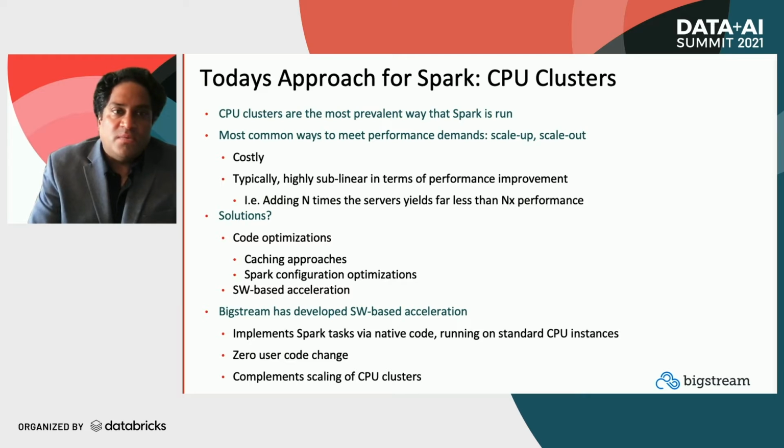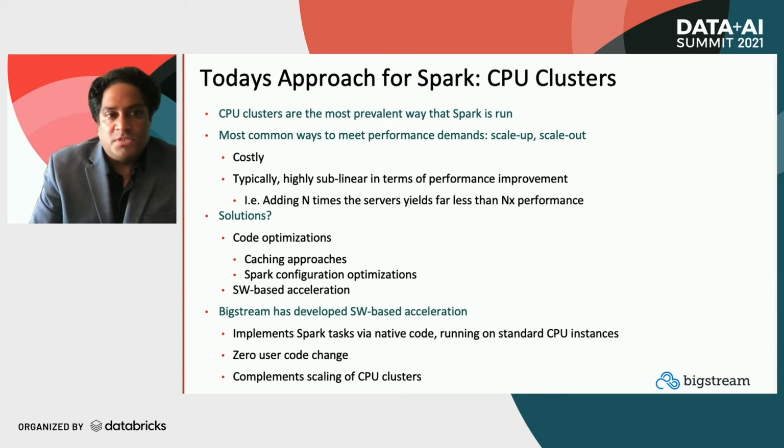The other problem that we see is that it's typically sublinear in terms of performance improvement, meaning that if you get n times more the hardware or n times more the servers, you don't get even close to n times the performance. There's a number of technical reasons for that, including I/O scaling, network scaling, L2 cache contention. I won't get into all those details.